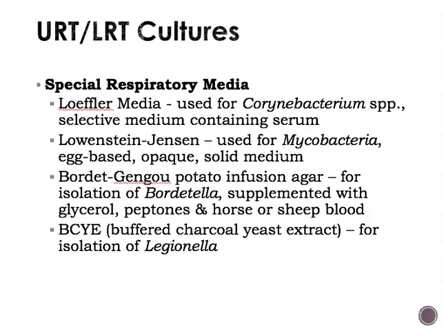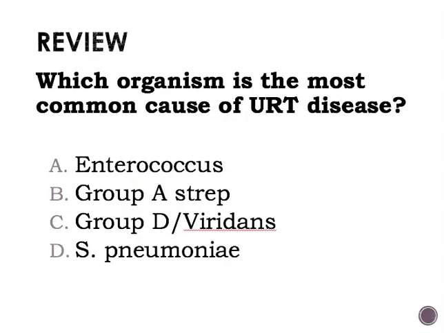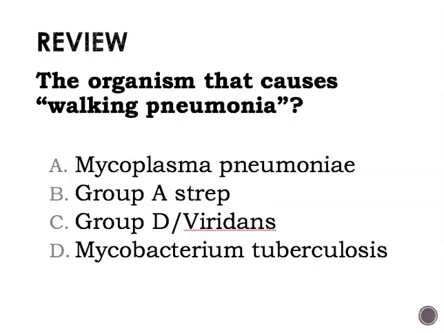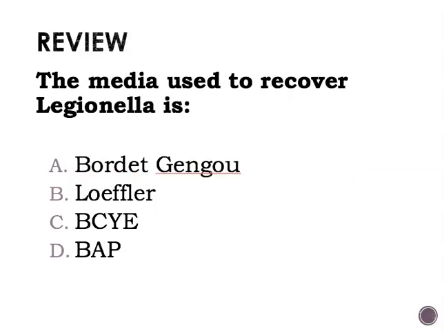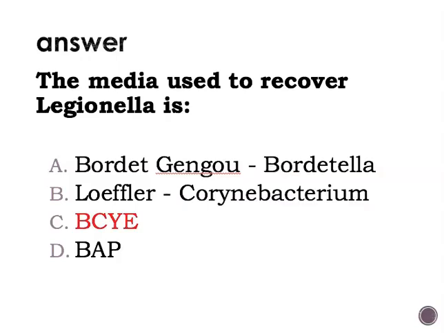So quick review before we go into this last little section on direct exams. Which organism is the most common cause of upper respiratory tract disease? Group A strep. The organism that causes walking pneumonia? Mycoplasma pneumoniae. What media do we use to recover Legionella? BCYE.